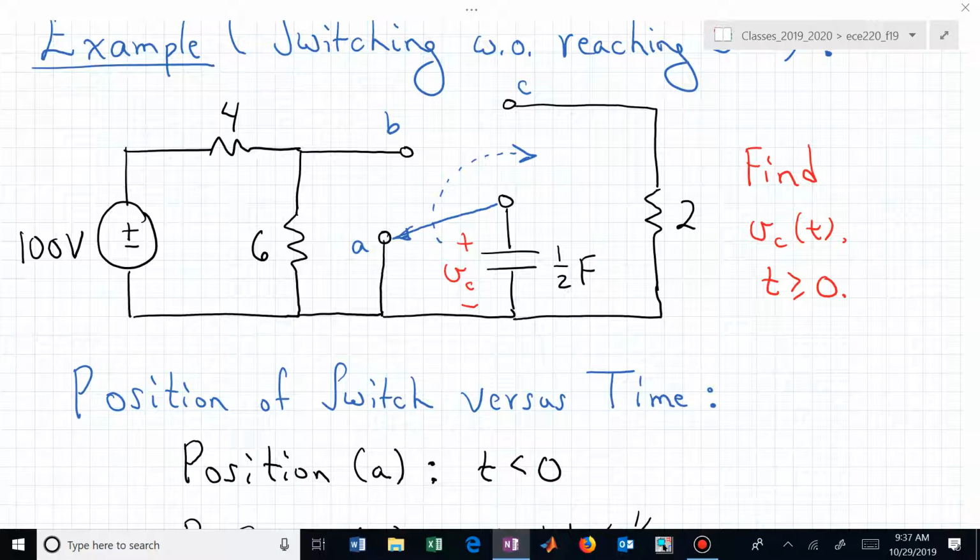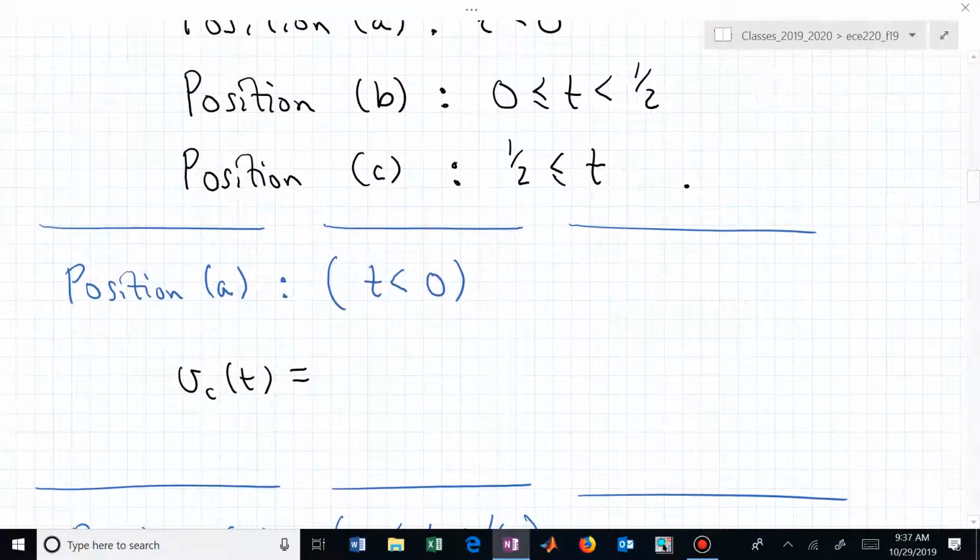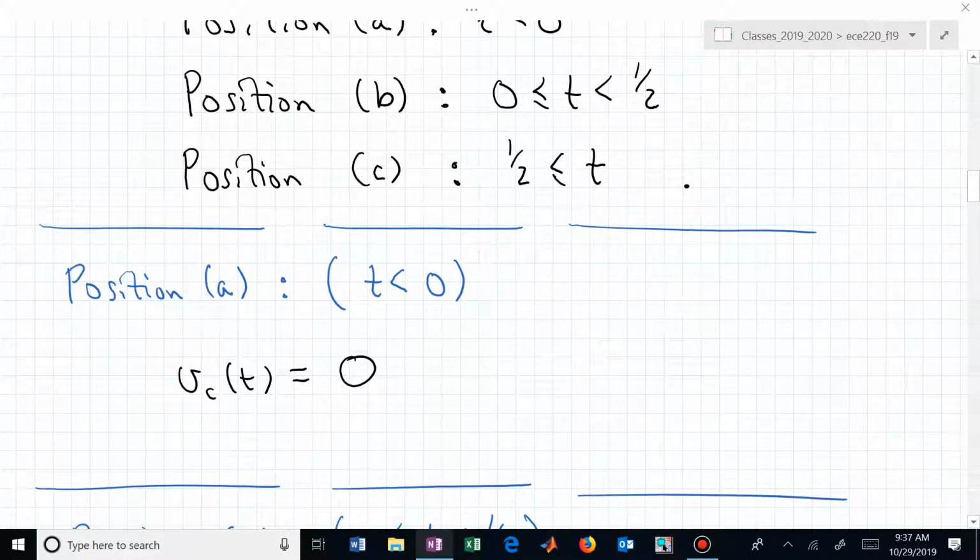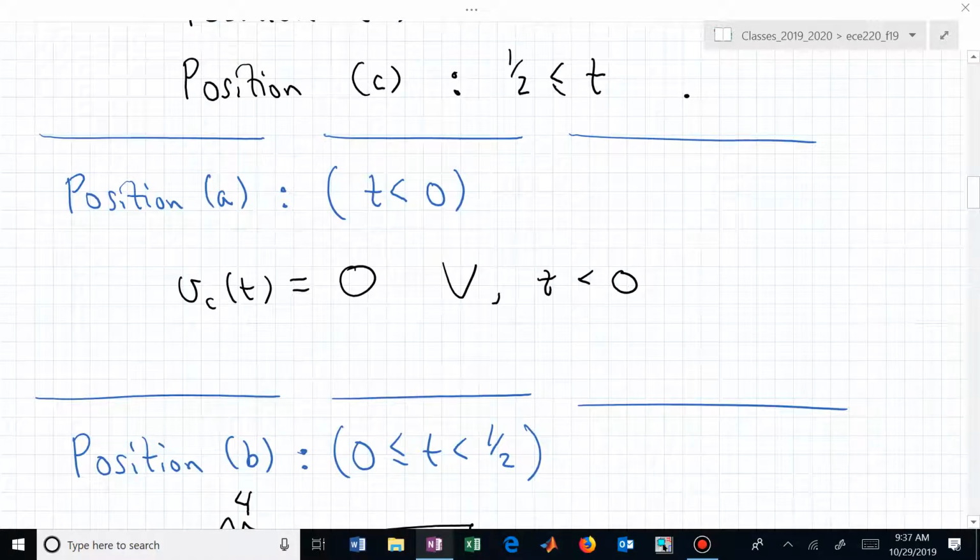It's at 0, correct? We're just shorting out whatever charge was on that capacitor to the reference node or to common. So now we can say that we're starting at 0 volts for t less than 0.